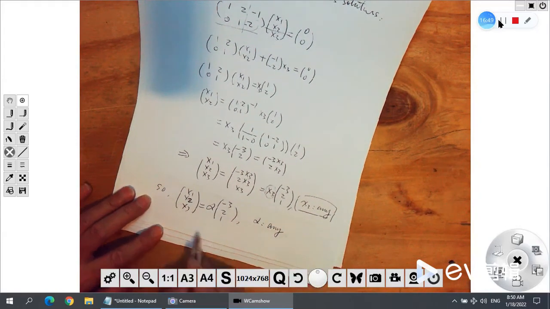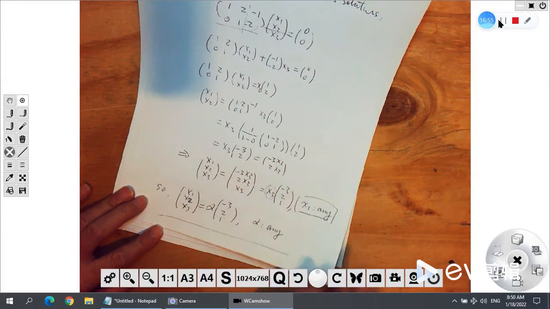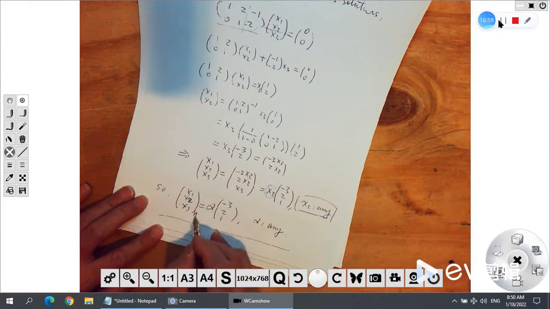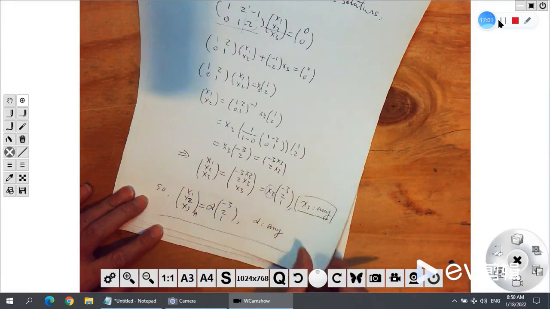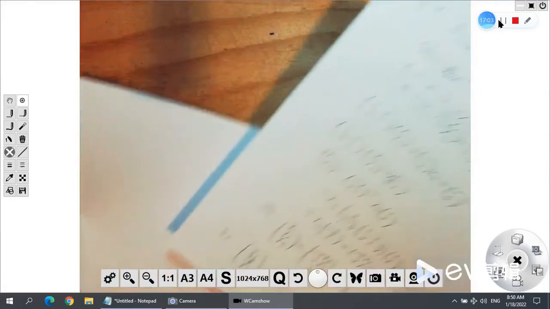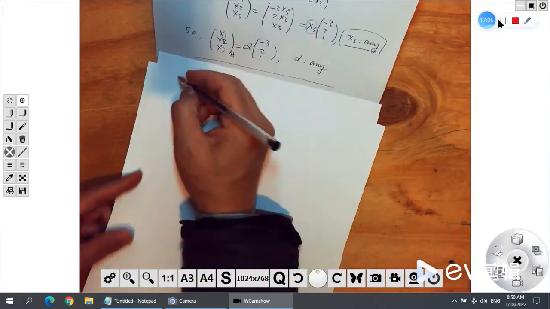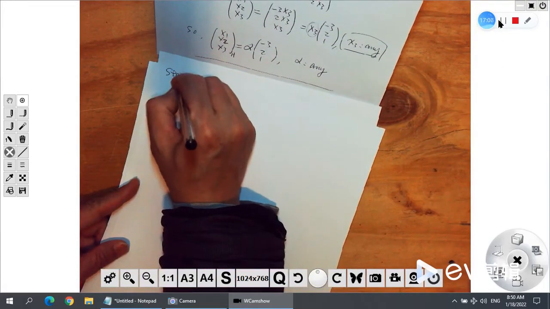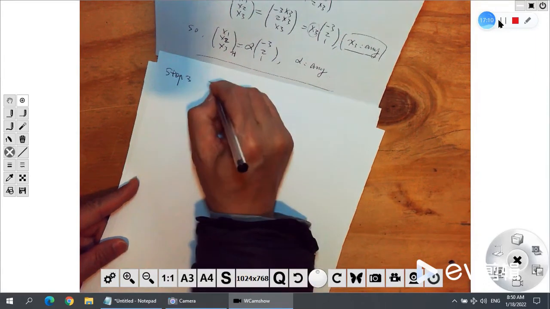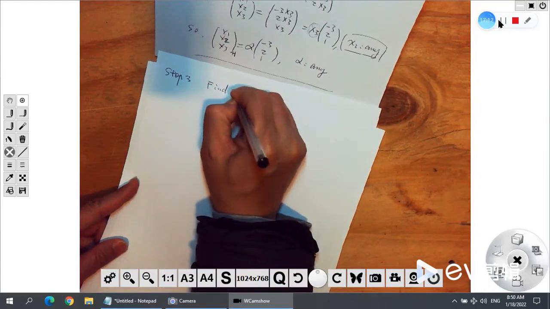So we have the homogeneous solution. If you want, you put the H here. Lowercase is also fine. And then, next step, we need to find the particular solution.